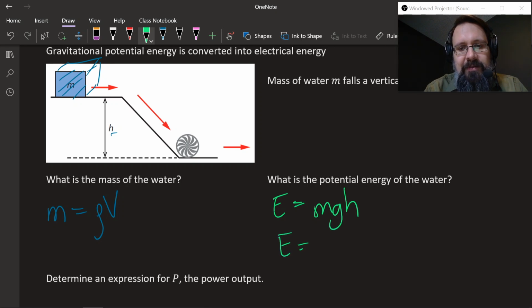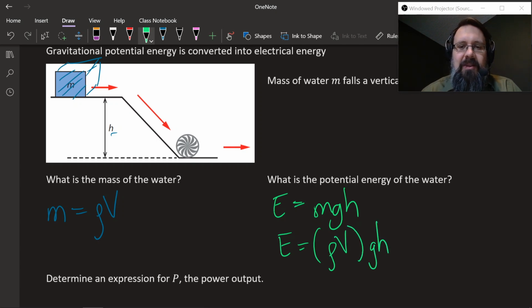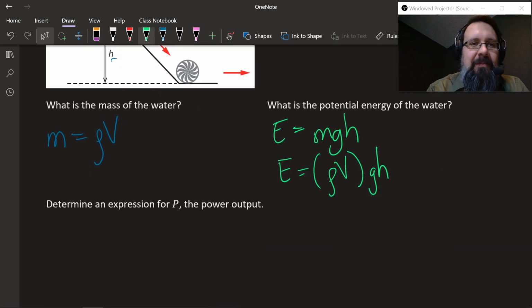And so now, for the mass of the water, we're going to use rho V. gh, and that's the potential energy that the water has. It's going to be the density of water times the volume of water times the gravitational acceleration times the height of the dam, or the height that the water has fallen.